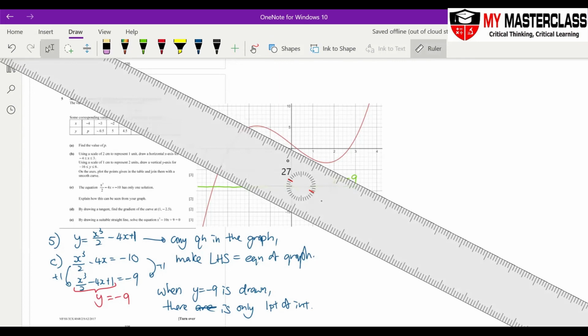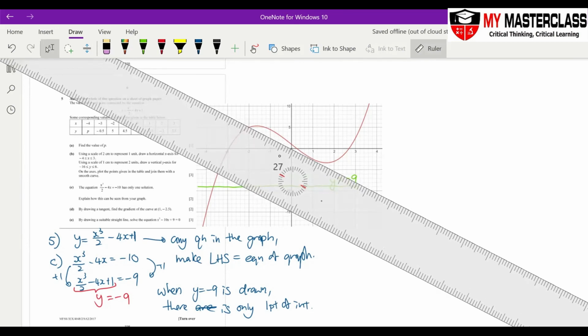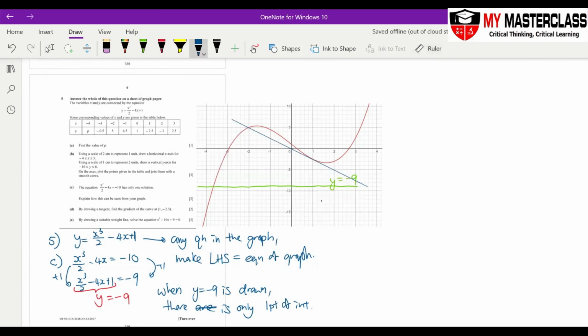Last time when I was a student, my tangent was also often like this. You see the angle on the left side and the angle on the right side must be about the same. That means this line touches the curve at one point only. How to find the gradient of the tangent? You must mark out this point and write it down, and then mark out the other point and write it down.